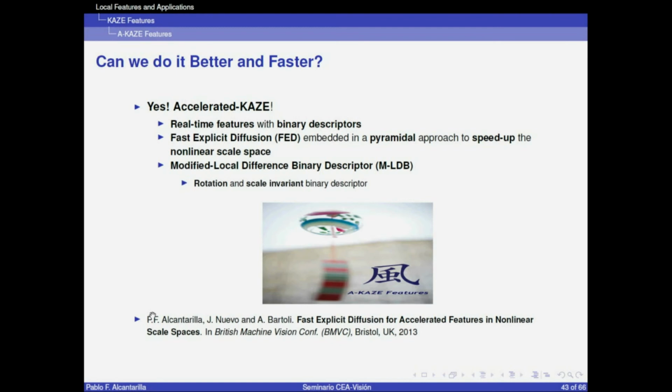So now we are going to watch a video in which we are going to watch an object tracking experiment where we compare AKAZE with ORB and BRISK, showing that AKAZE can obtain much better registration results and a higher number of inliers in a challenging object tracking scenario.